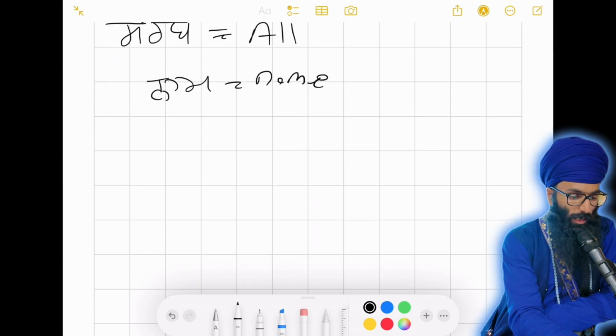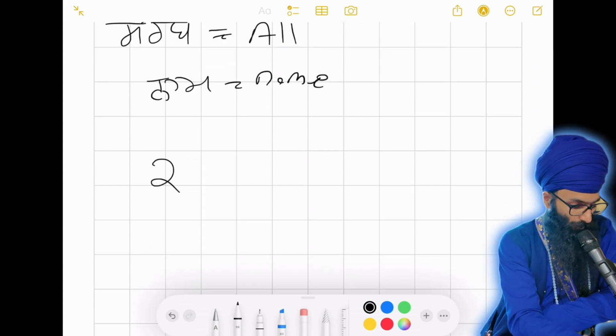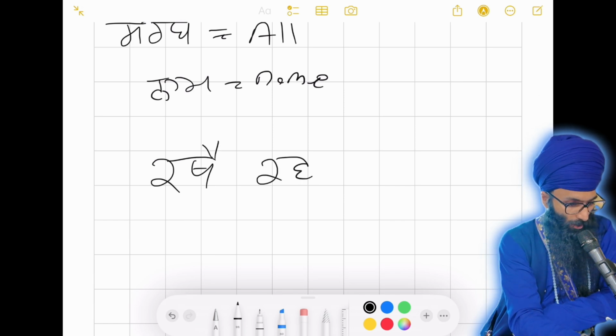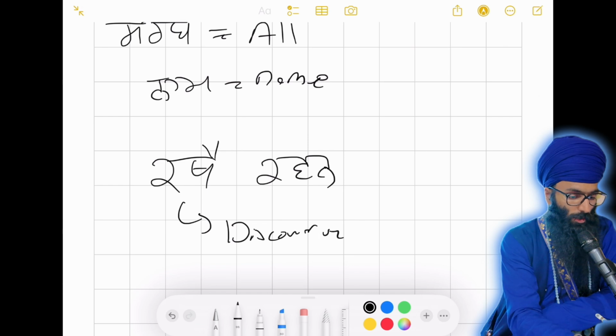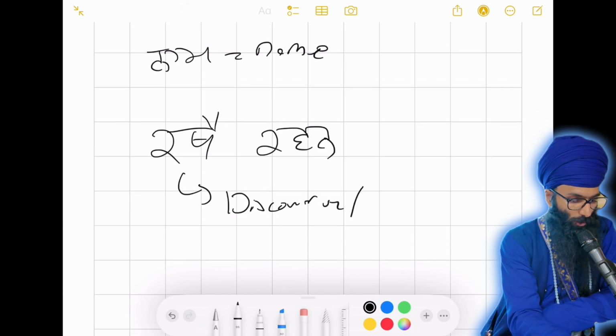The next part is katha kavan. Katha means the katha of, right? A discourse. Or maybe we just say to speak about it, right?